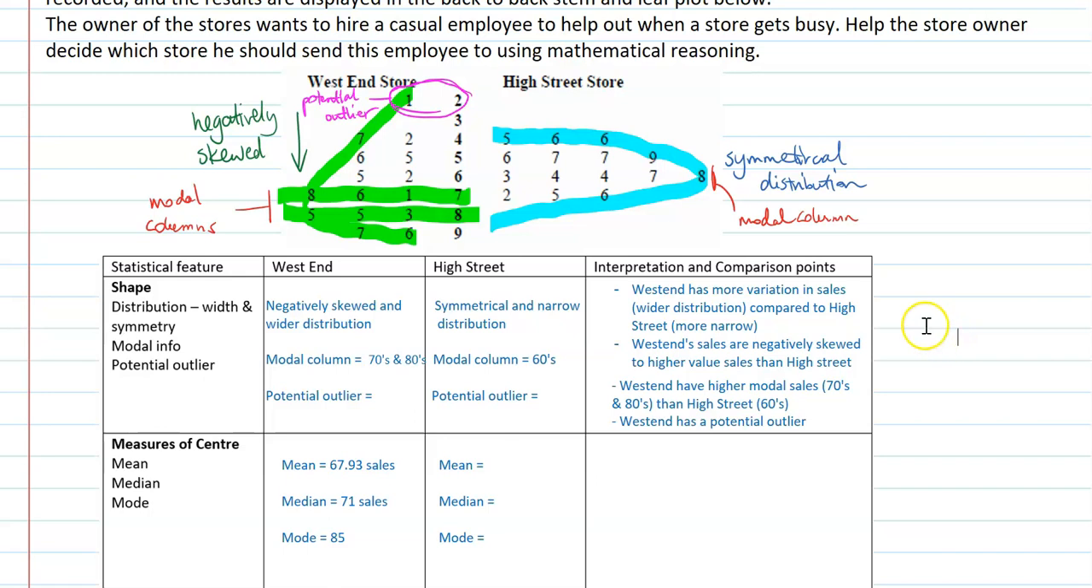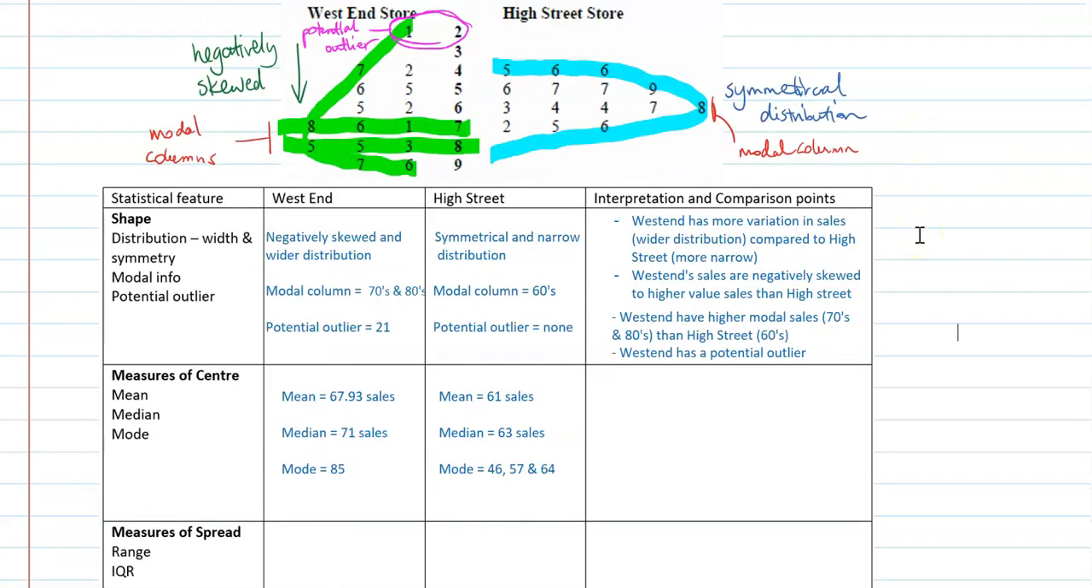Pause the video and see if you can calculate all of those measures of centre for the High Street store data, and I'll check in with you. How did you go? I got a mean of 61 sales, a median of 63 sales, and it was trimodal. There were 3 modes in the data.